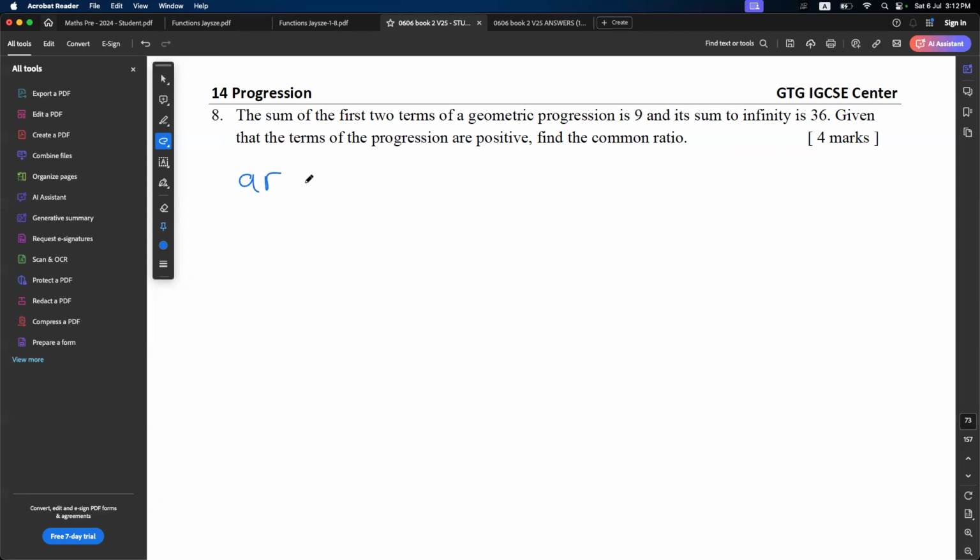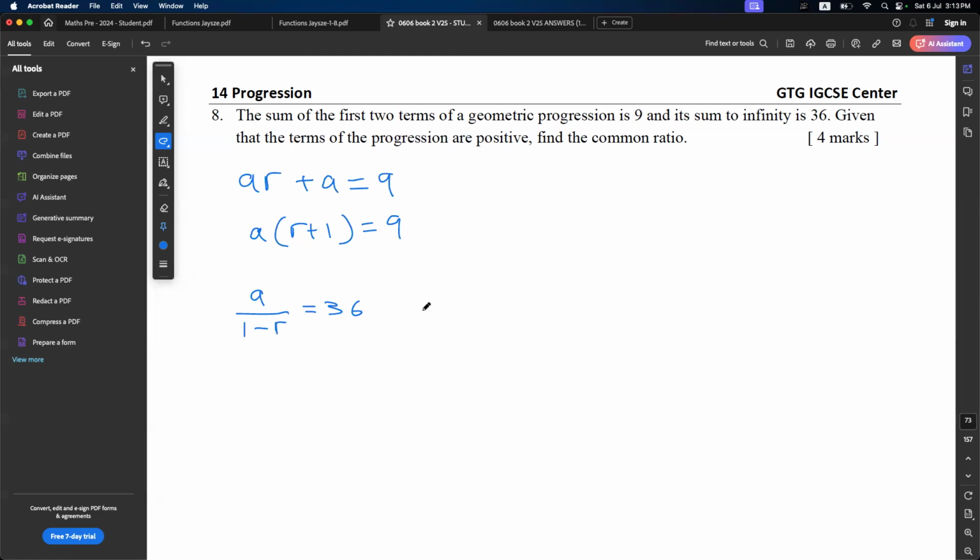AR plus A. Yes, this is what I would put also, is equals to 9, the first two terms. Oh, and its sum to infinity, but let's continue from here. Let's simplify this first. A bracket R plus 1 is equals to 9 in this case. I mean, you don't need to do the next part lah. You can or you don't need to also okay. Then its sum to infinity is 36. A over 1 minus R is equals to 36.